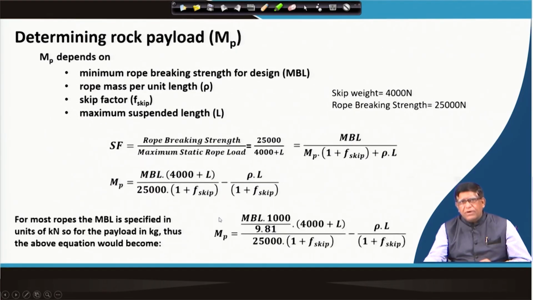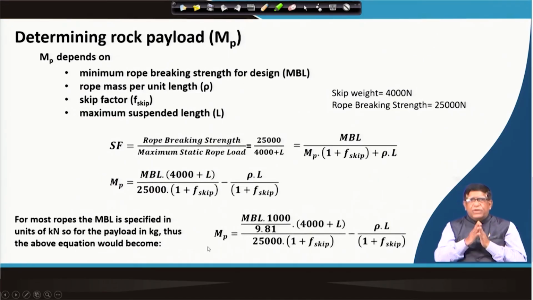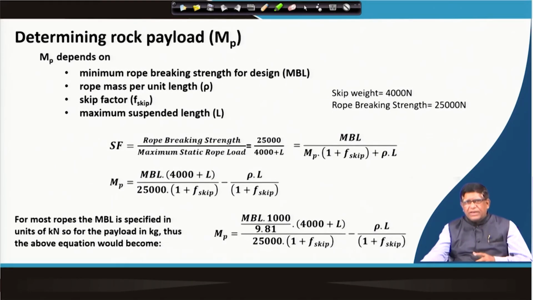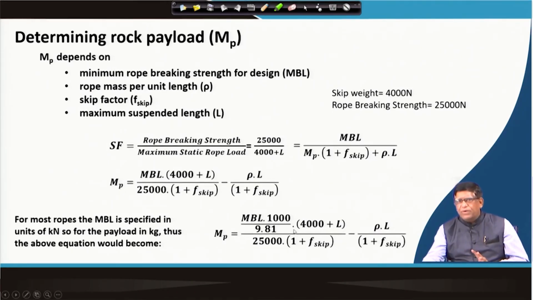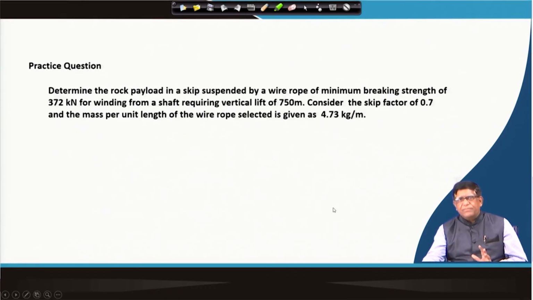Now, from here one interesting thing you can find out is that for most of the ropes, this MBL is specified in the units kilonewton. So, for payload, if it is given in kg, you can convert it from the kilonewton over here, and by doing this manipulation you can modify the equation for your calculation.